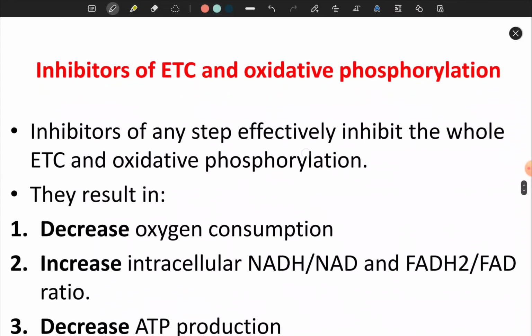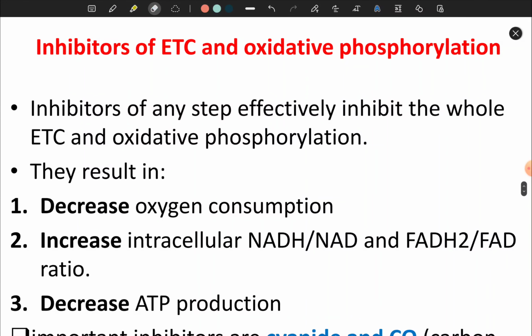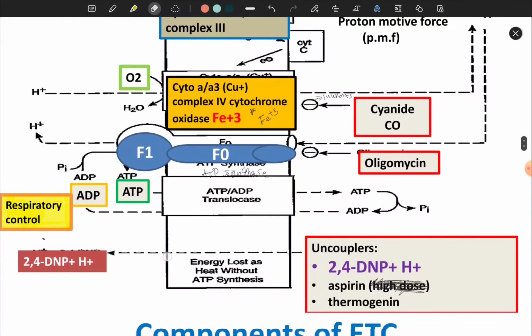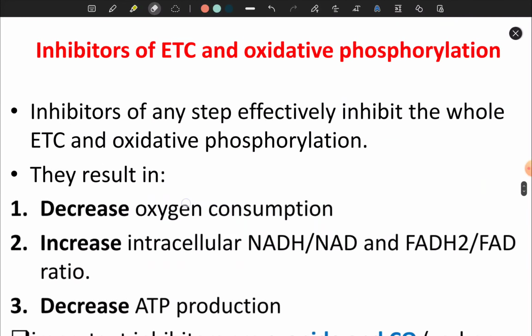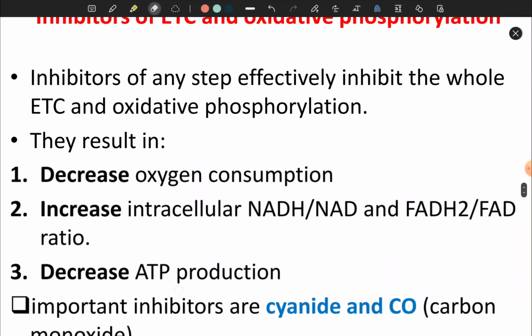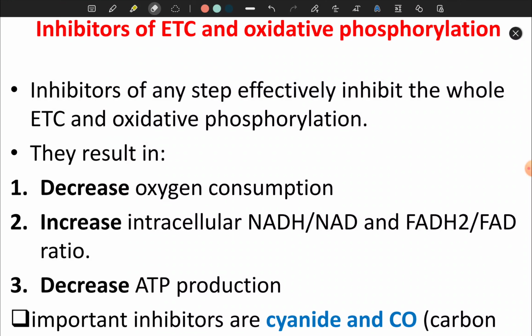If you connect it to real life or if you understand it, it will be much easier. Okay? So what are the inhibitors of the electron transport chain? Can anyone tell me what are the inhibitors? What is the meaning of inhibitors? Inhibit what? Yes, inhibits the cycle. Inhibit ATP synthesis, we can say.